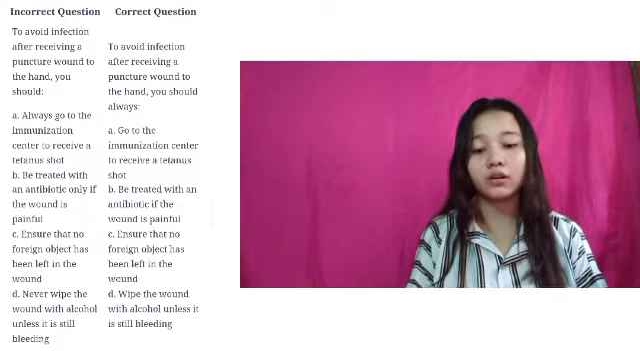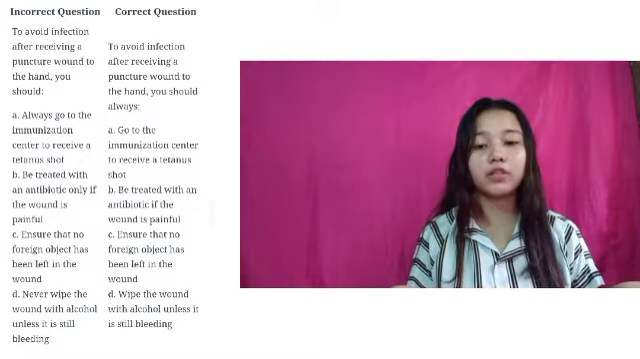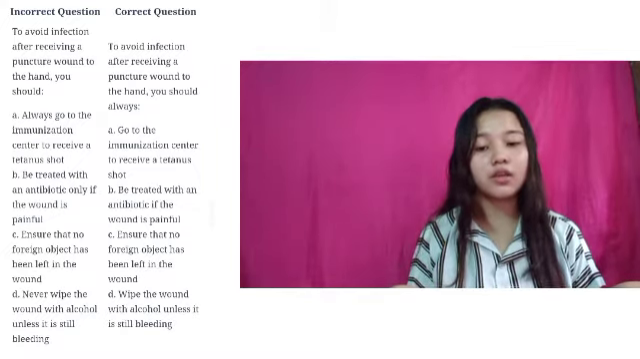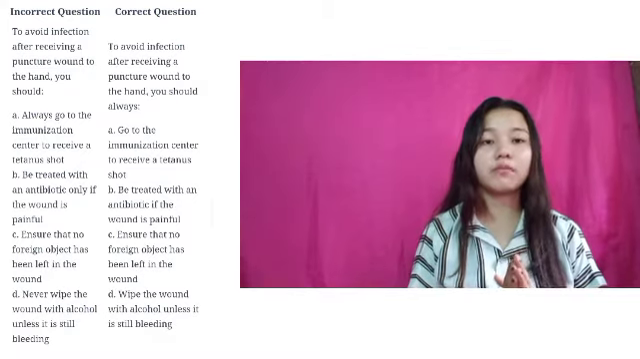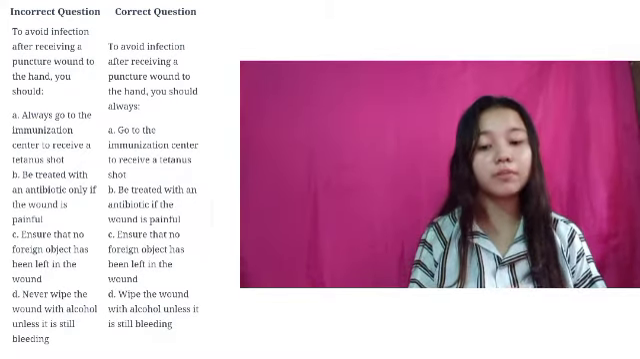However, so it should be, for the correct question, to avoid infection after receiving a puncture wound to the hand, you should always A. Go to the immunization center to receive an immunization. B. Be treated with an antibiotic if the wound is painful. Letter C. Ensure that no foreign object has been left in the wound. And letter D. Wipe the wound with alcohol unless it is still bleeding. So, kailangan natin siyang tanggalin yung never and always.